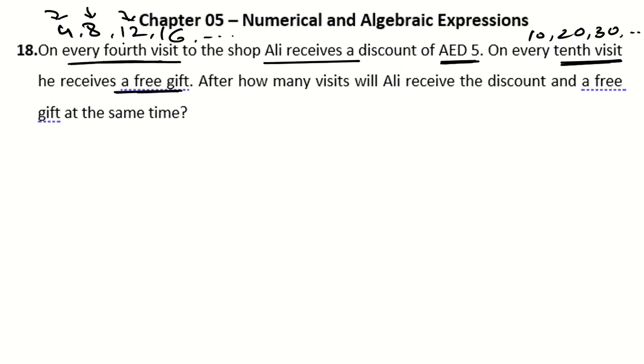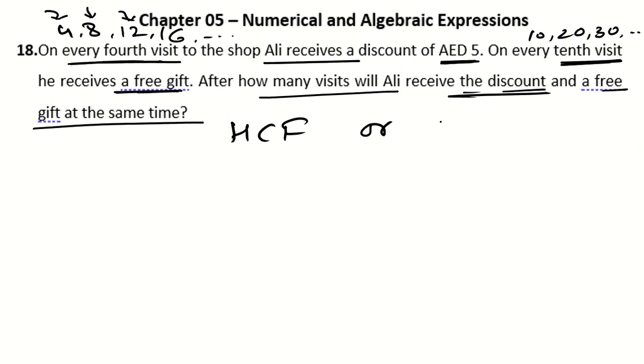So what's the relation here you see? On every fourth visit, he is getting a 5 dirham discount. And on every 10th visit, he is receiving a free gift. Question is, after how many visits will Ali receive the discount and a free gift at the same time? Now, question is, will you find HCF or LCM here? What will you find here? Did you say HCF? No. Why? Because you see, it's a common thing here to understand that if you want to get both the things, means 5 dirham discount and a free gift, then what you will have to do?